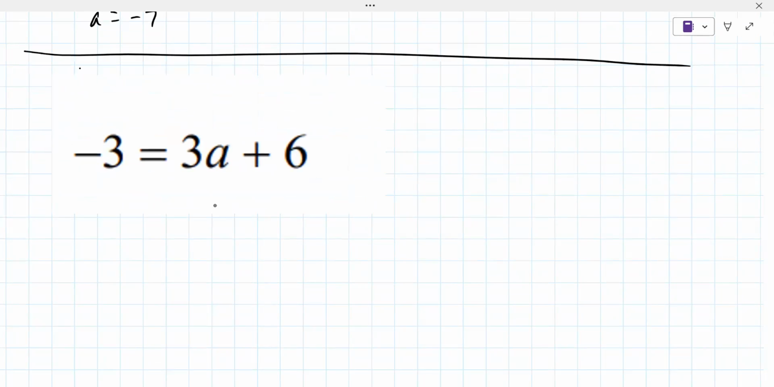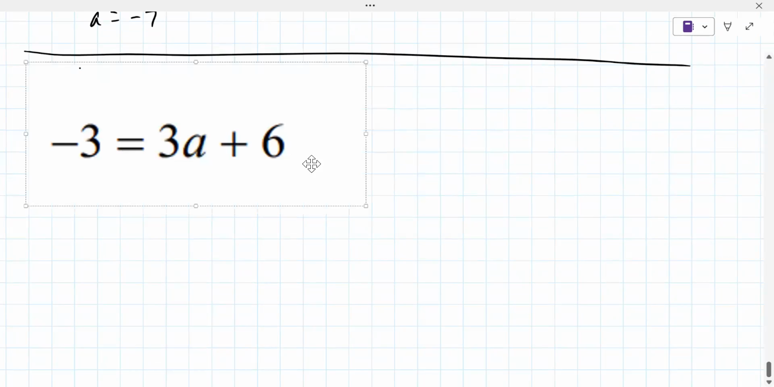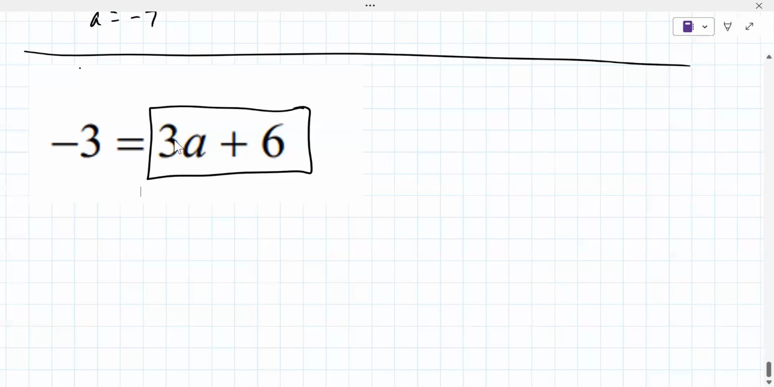Okay. This is a two-step equation now. But look at the side with the variable. Look at the right side. Do not get focused in on anything but the right side. That's what you care about. Multiplication by 3, addition by 6. Which do you undo first? Addition. Okay, so you subtract 6 from both sides.